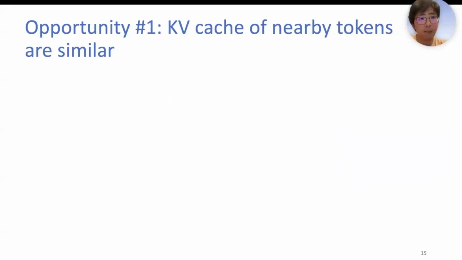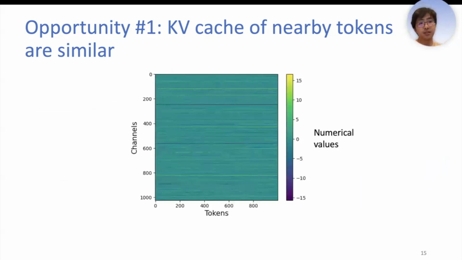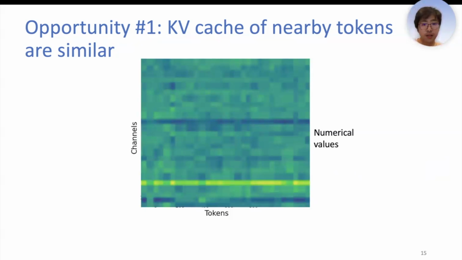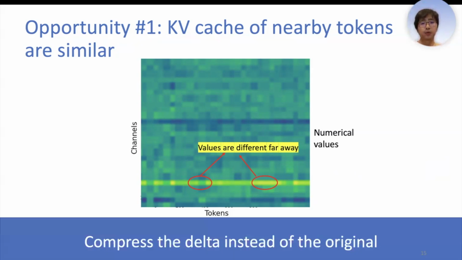So the opportunity number one brought by encoding into bitstreams is this. KV cache of nearby tokens are similar. Here is a heat map of a specific layer in a key cache. So the y-axis is the channel and the x-axis is the tokens. And if the value is bigger, it's lighter. This might not be too clear. Let's zoom in a little bit. So as you can see here, the values are more similar if the tokens are more near. But if the tokens are more distant, the values are different. So what we do is we compress the delta with the nearby tokens instead of compressing the original value.